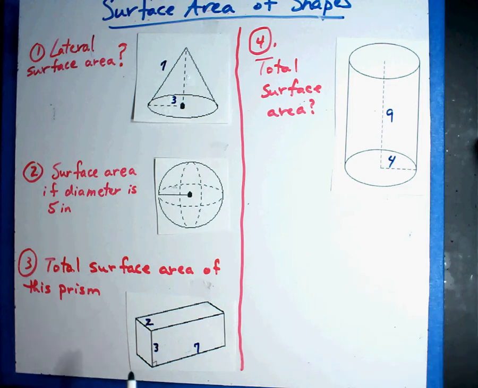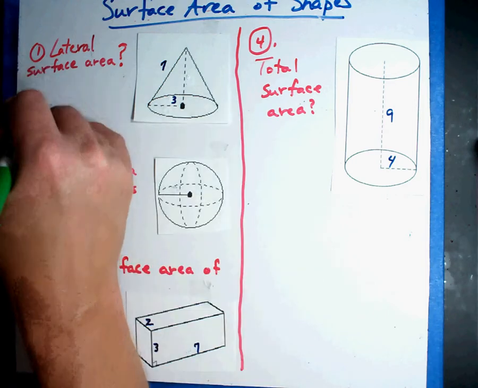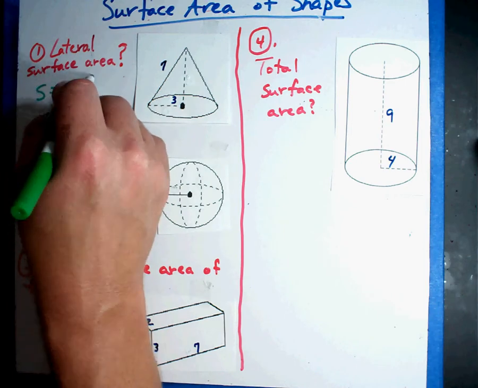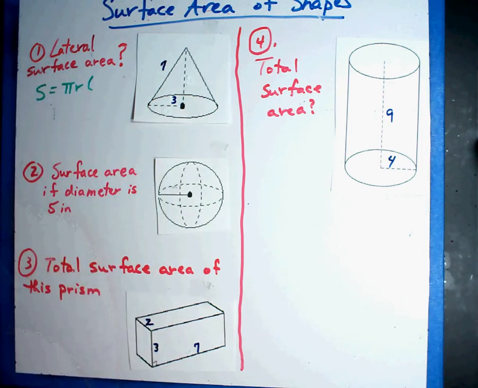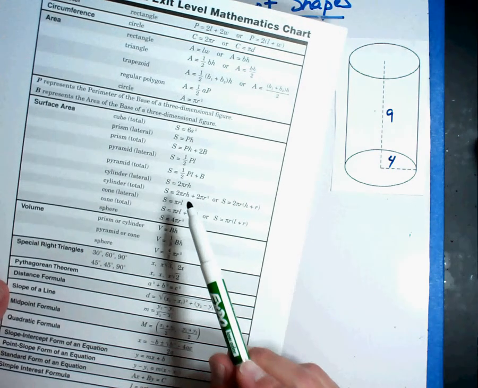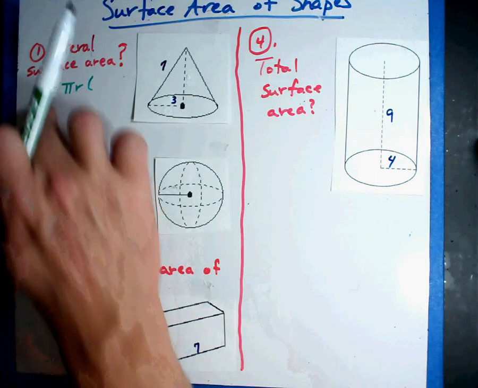Alright, let's see how we did. The first picture is a cone, and the lateral surface area formula is S equals pi r L. Now remember, the L is going to be the slant height. Now, where did I get those? Remember, they're going to be printed for you on this chart. Print the formula, plug the numbers where they go, and see what answer you get.